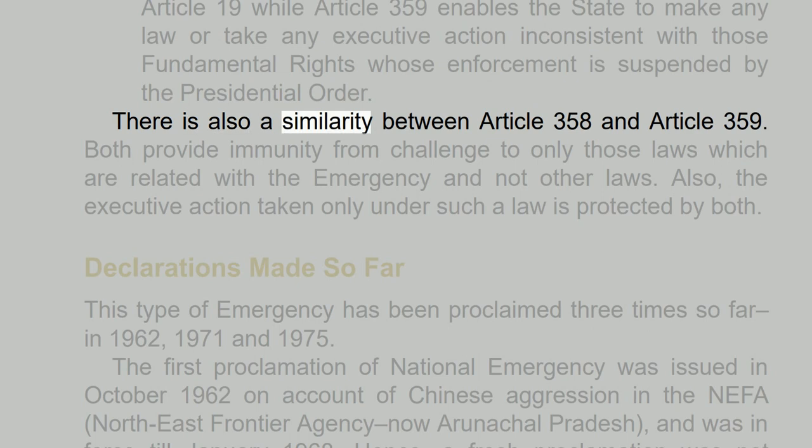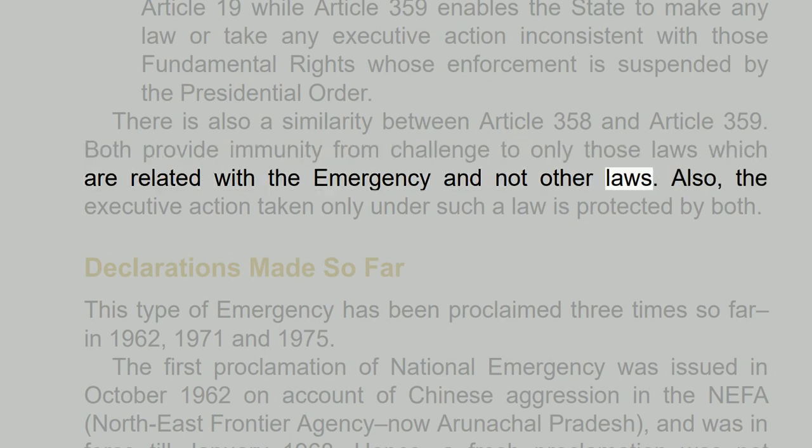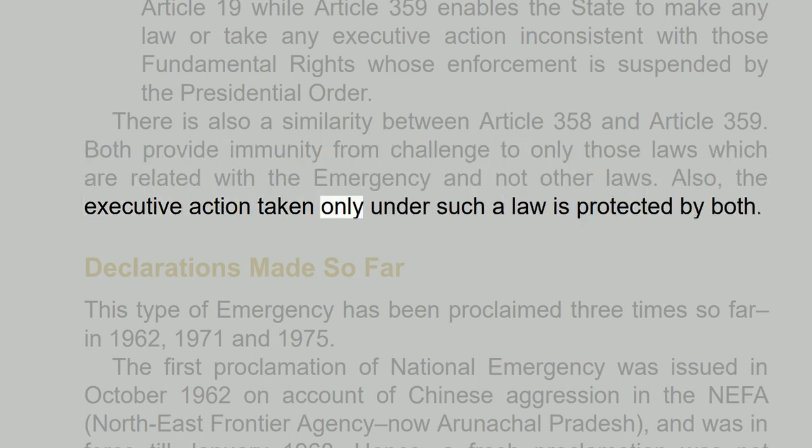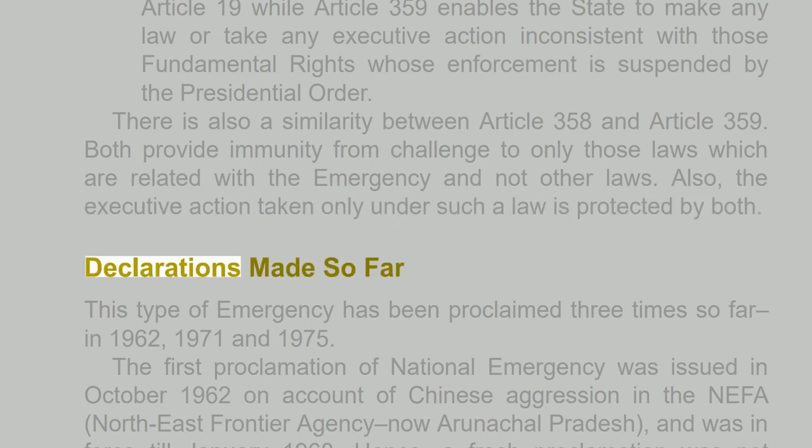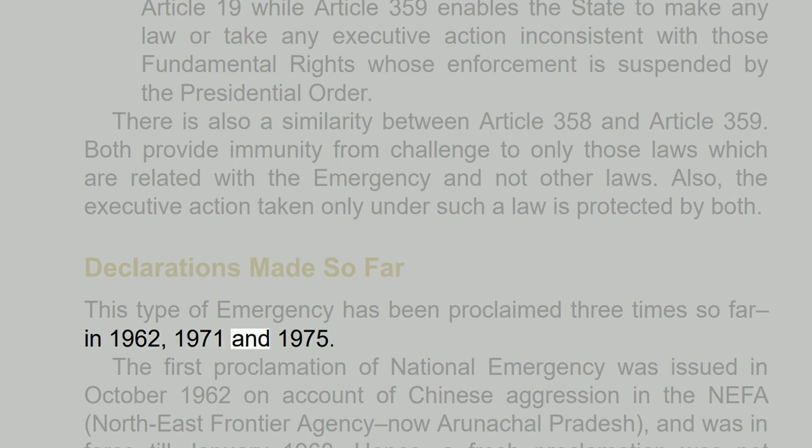There is also a similarity between Article 358 and Article 359. Both provide immunity from challenge to only those laws which are related with the emergency and not other laws. Also, the executive action taken only under such a law is protected by both. Declarations made so far: this type of emergency has been proclaimed 3 times so far, in 1962, 1971 and 1975.